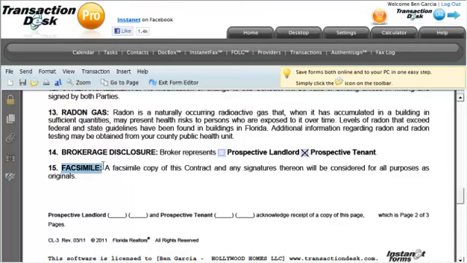Facsimiles. A fax is a real copy. It used to be you had to tote around the original, go from the owner to the tenant, or have everybody in the same room. That's no longer the case. The tenant can sign this, you can fax it to the landlord's agent, they can sign it and fax it back, and it's a fully executed legal contract in the state of Florida. A facsimile contract and any signatures thereon will be considered for all purposes as originals.